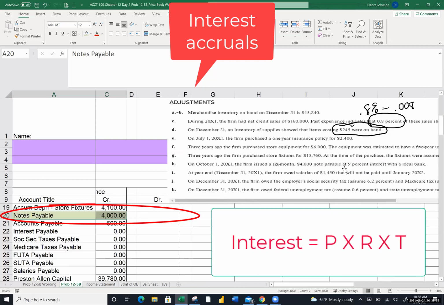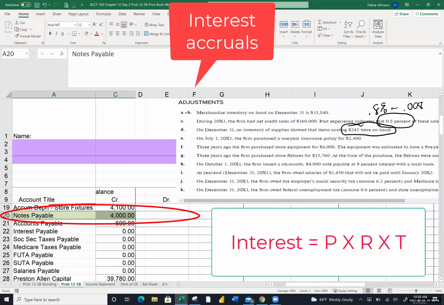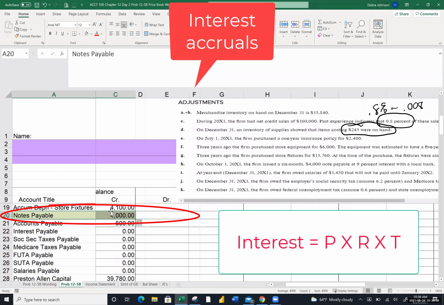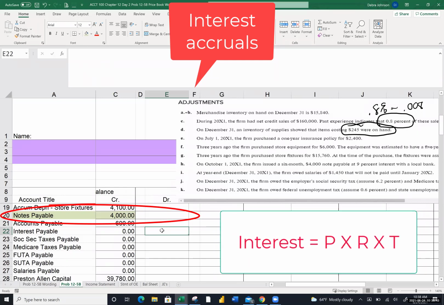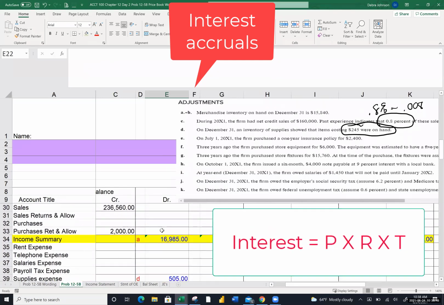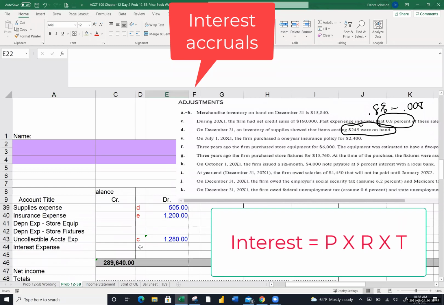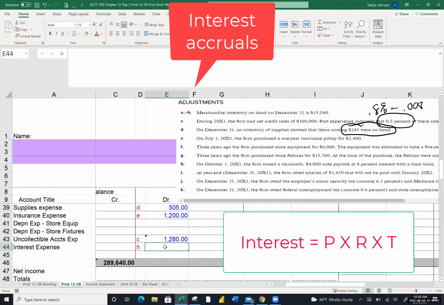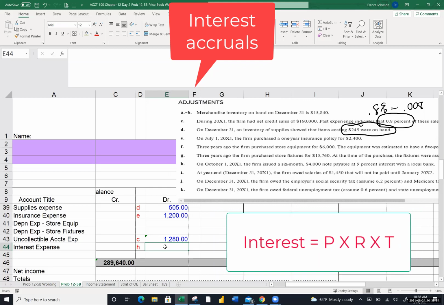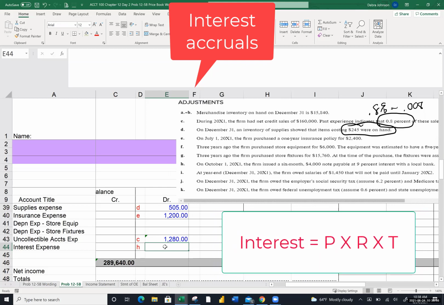Okay, what do we need to do? We need to compute the interest. Since this is debt, we're going to be debiting interest expense. So I'm going to go find that. It's usually the very last account. We'll go see. Go find interest expense. It is the very last account here. And what we want to do is principal times rate times time.